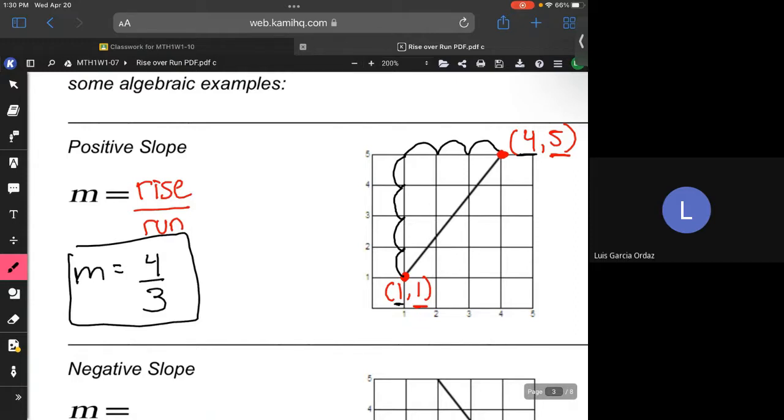So when we read graphs, we read them from left to right. Our answer makes sense here because from left to right, my line is going up. If you got a negative answer, then you probably messed it up.